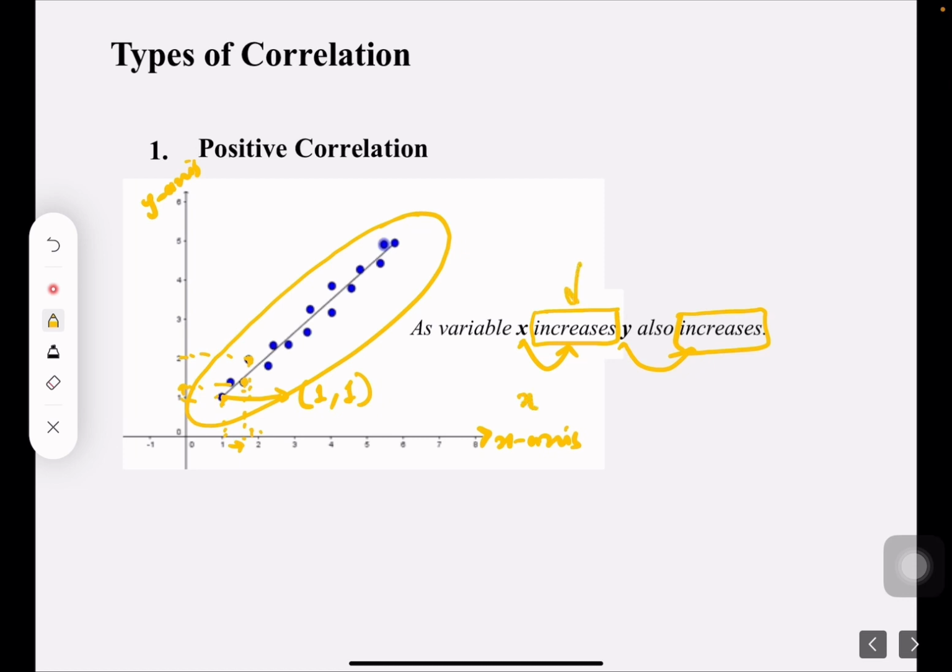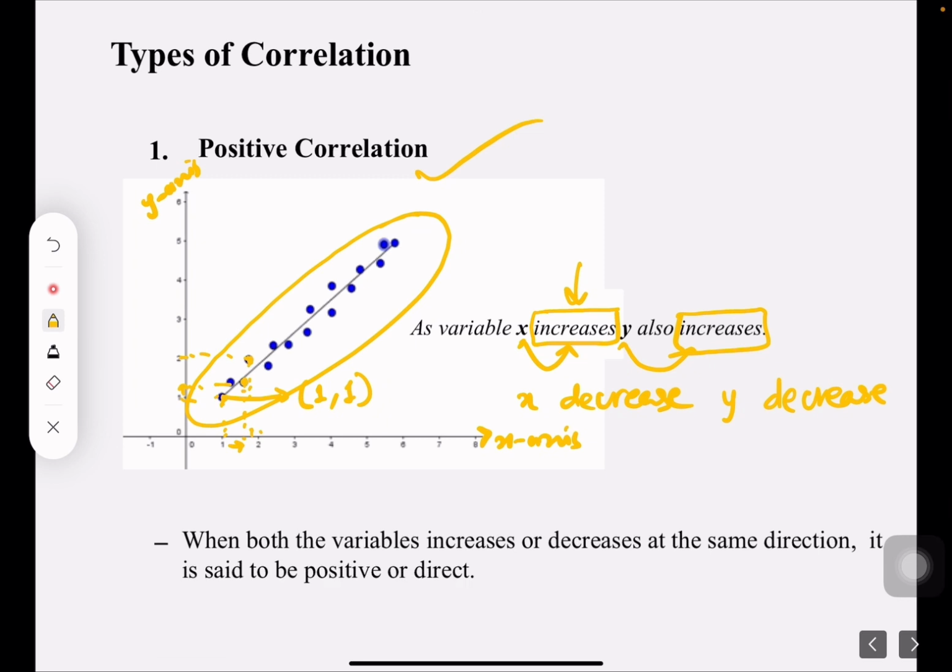You don't just have increase, right? If your x decreases, for it to be positive correlation, what should it be? Your y should also decrease. Yes. So this is known as positive correlation.